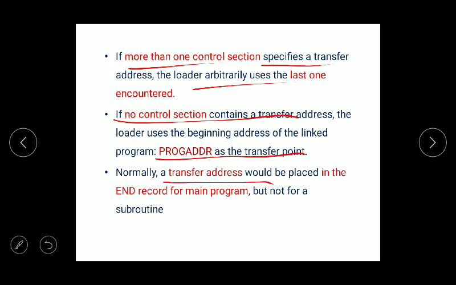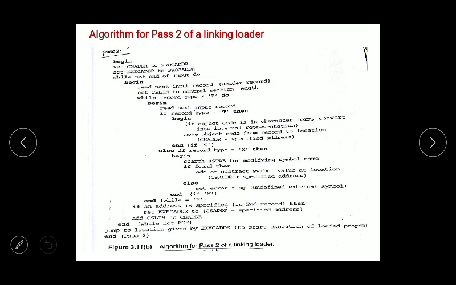Normally, a transfer address would be placed in the end record for the main program but not for a subroutine. So this transfer address is placed in the end record of the main program. In our example, it is the end record for the COPY program. This is the algorithm. Just look into it.